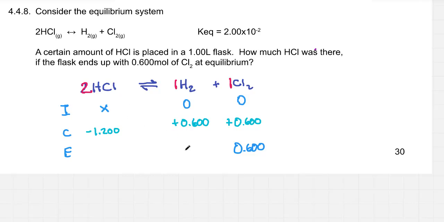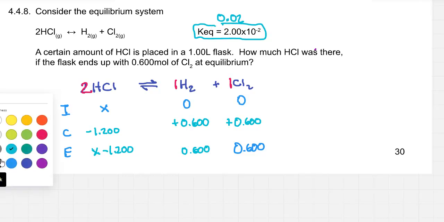And filling in the equilibrium row, 0 plus 0.6 is 0.6, not surprisingly. And x minus 1.2, not sure what that is, but we can at least write x minus 1.2. So there's our table all filled in. And they told us the equilibrium constant up here. 2 times 10 to the minus 2 is 0.02, so that's information we can use.